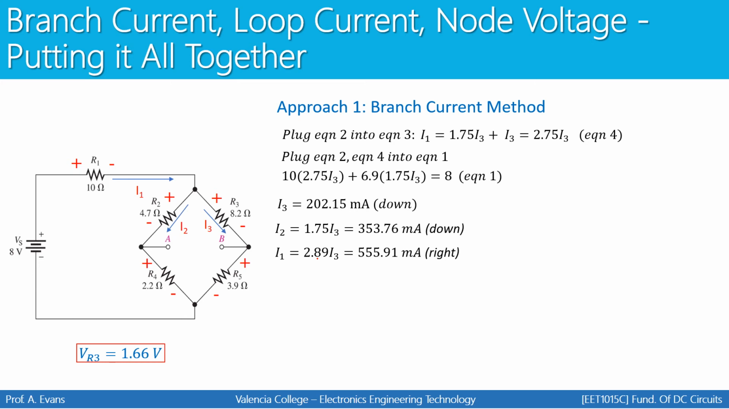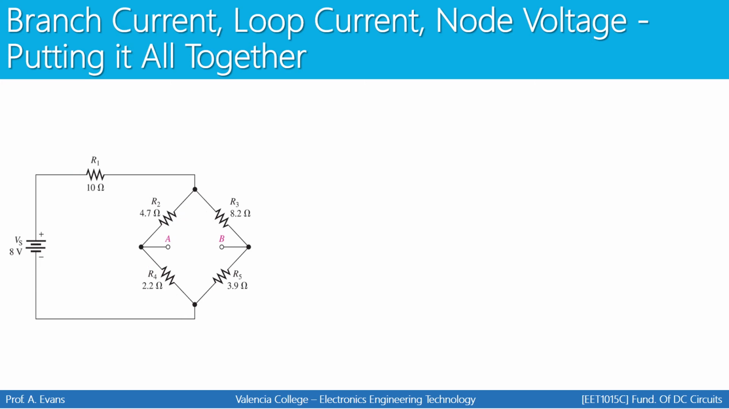Keep in mind, with this method, we had 3 unknowns, so we had to have 3 equations, and we had to know how to solve for those 3 unknowns. You can use a 3x3 matrix, or you can use algebra. Next, we're going to do the same problem with the loop current method.